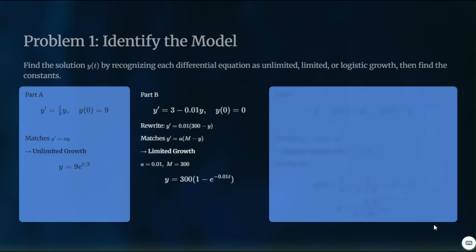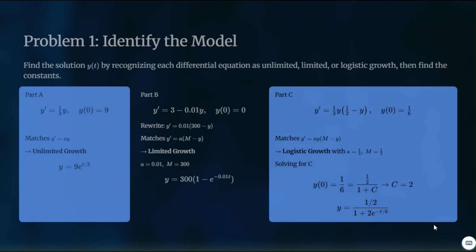In part B, we have y prime equals 3 minus 0.01 y with initial condition y of 0 equals 0. Here we can't directly identify it as one of the three models, but if we rewrite y prime as 0.01 times 300 minus y, then we can see that it matches the limited growth model, where a is equal to 0.01 and m is equal to 300. So therefore, we can write our solution as y equals 300 times 1 minus e to the power negative 0.01 t.